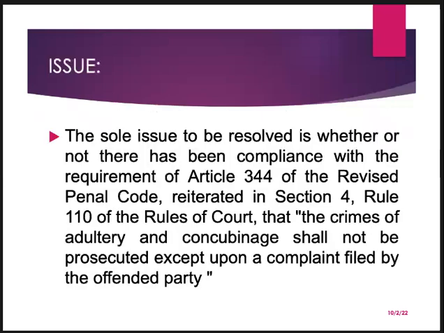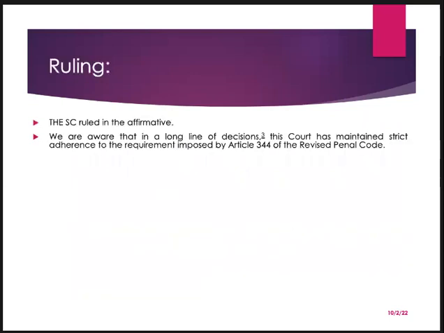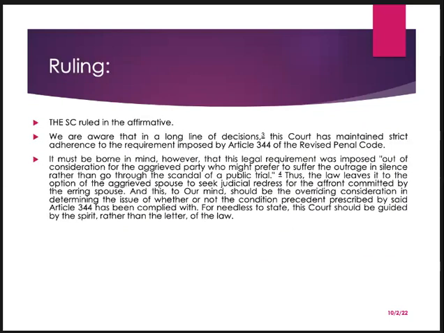So what is the issue here? The issue here is whether or not there has been compliance with the requirement of Article 344 of the Revised Penal Code, reiterated in Section 4, now Section 5, of Rule 110 of the Rules of Court, that the crimes of adultery and concubinage shall not be prosecuted except upon a complaint filed by the offended party. How did the Supreme Court rule on this issue? According to the Supreme Court, we rule in the affirmative.